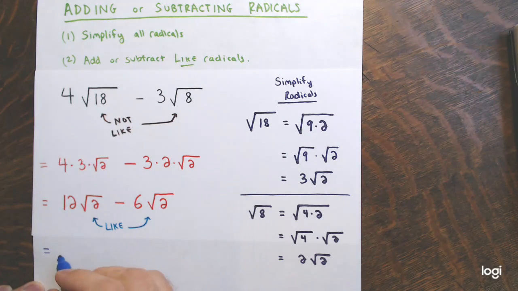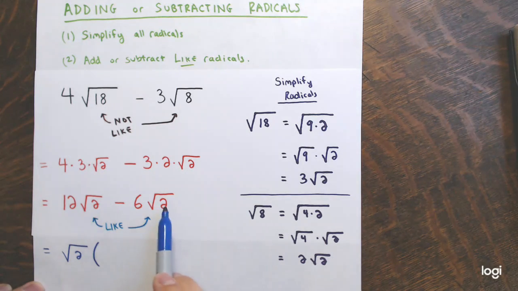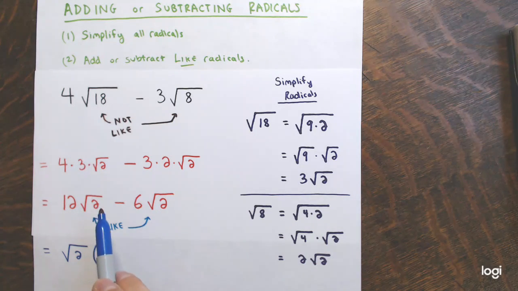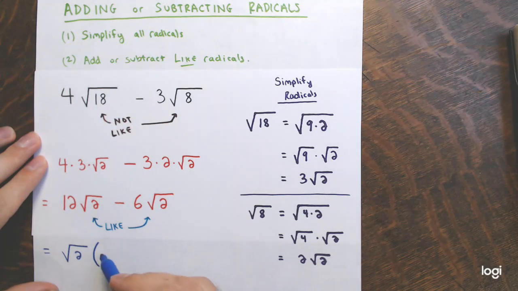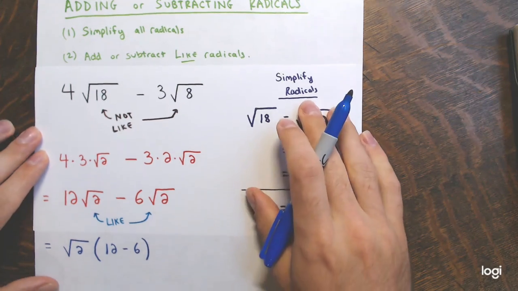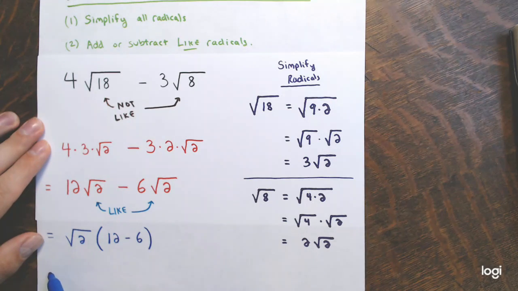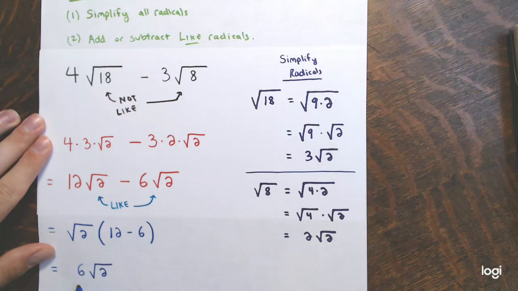So now that I have these like radicals, I'm going to factor that like radical out. The square root of 2 can come out, times, and then what remains when I factor out the square root of 2 is 12 minus 6. And what is 12 minus 6? That is just 6. So I have 6 as a factor, times the other factor, the square root of 2. And this is as simple as you're going to get with this example.